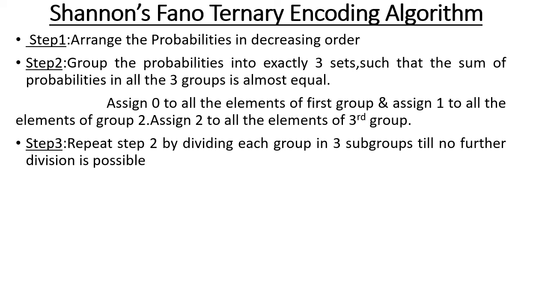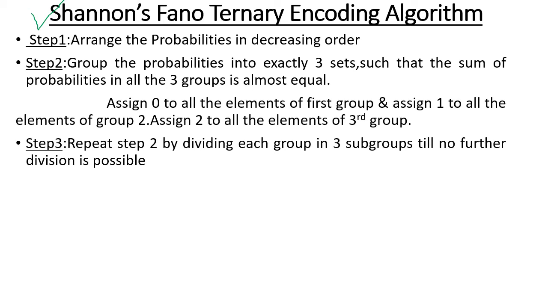So in the previous slides, we have determined codes for the discrete symbols using Shannon's Fano binary encoding algorithm. For binary encoding algorithm, the code alphabets are 0 and 1. So now we'll discuss Shannon's Fano ternary encoding algorithm. For a ternary encoder, the code alphabets are 0, 1 and 2. And the procedure for ternary algorithm is similar to binary.